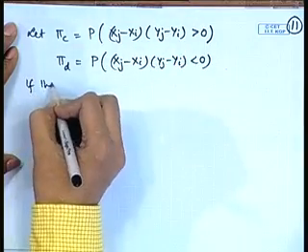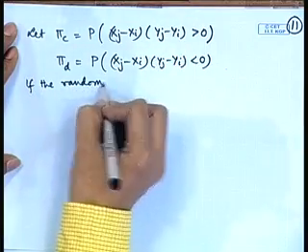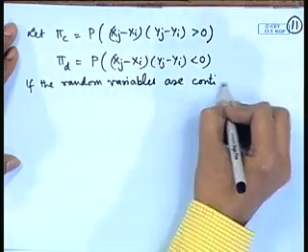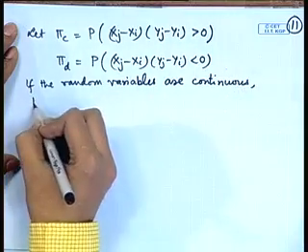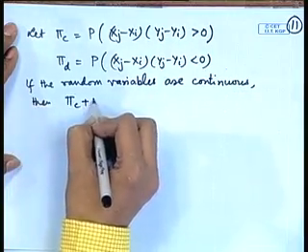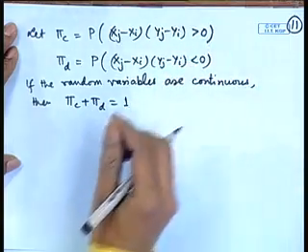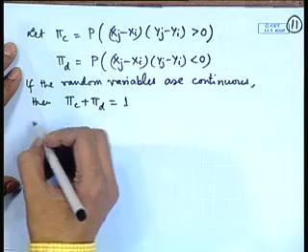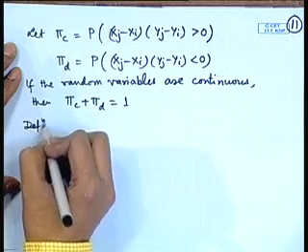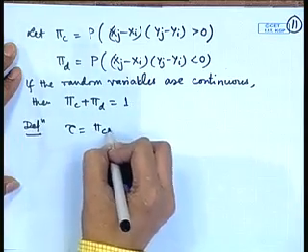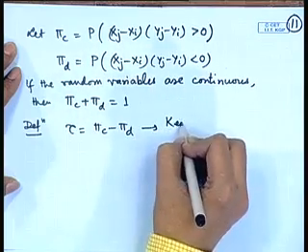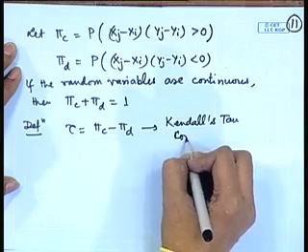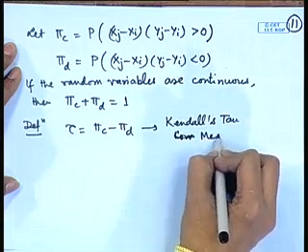So, if the random variables are continuous, then you will have pi c plus pi d is equal to 1, because the probability of equal to 0 will be negligible or 0. So, we define tau that is equal to pi c minus pi d. This is called Kendall's tau correlation coefficient or measure of association.